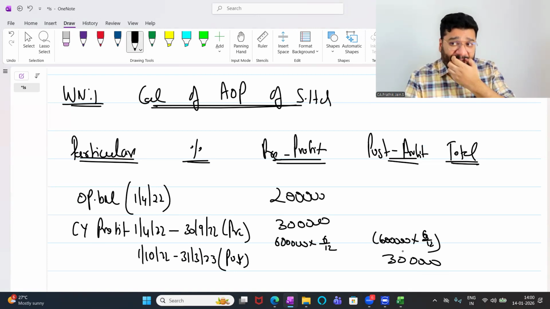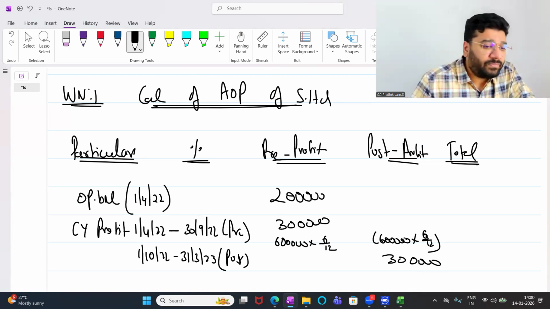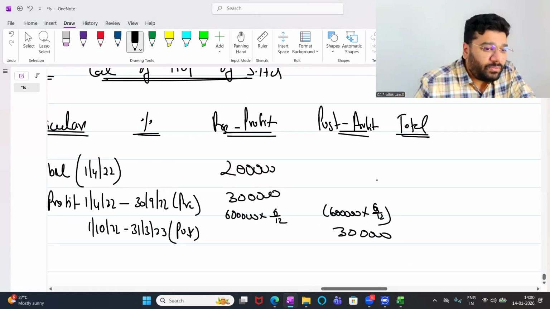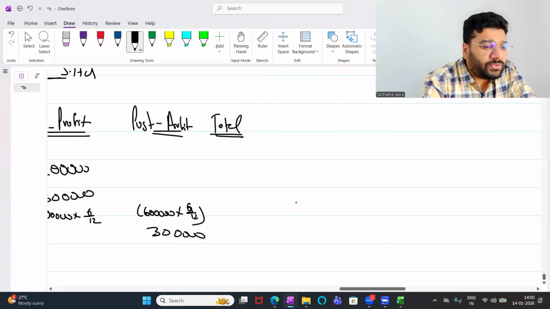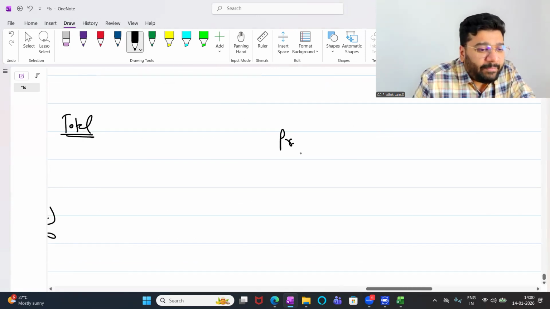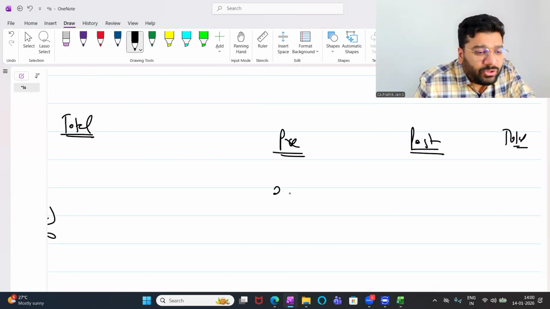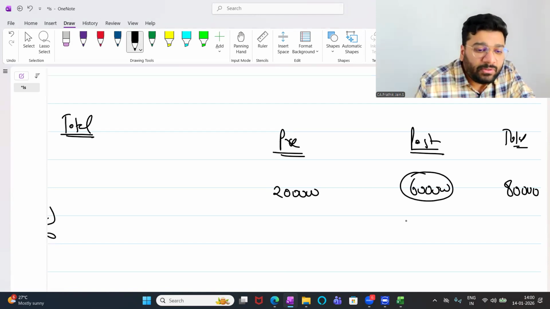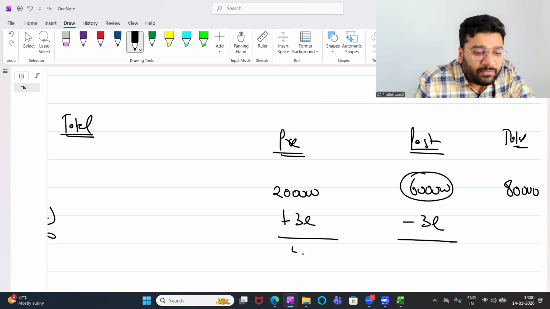You can do this alternatively also. This is pre, this is post, this is total. Pre is 2 lakh, post is 6 lakh, total is 8 lakh. This 6 lakh is the full 12 months' profit. I have to remove 6 months of pre-profit, so minus 3 lakh plus 3 lakh. It should become 5 lakh and 3 lakh. Total is 8 lakh.